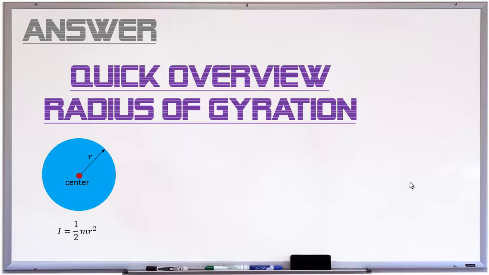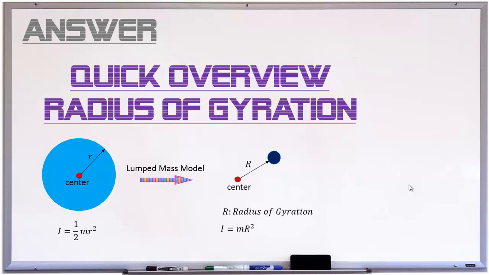Now if I have, for example, a solid disk, then its mass moment of inertia around its center is given by I equals half m r squared, where r is the radius of the disk. If, for many reasons, we are interested in representing the disk as a particle with the same mass, then it should be placed at a distance from the center that we call the radius of gyration.